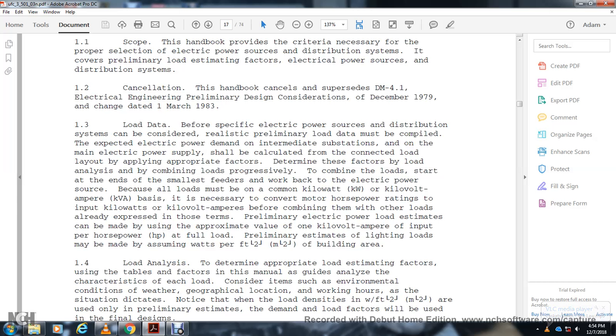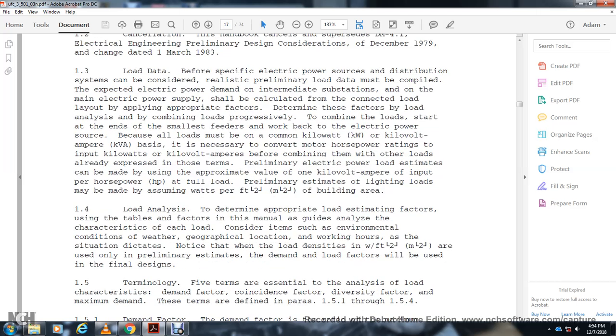Preliminary electrical power load estimates can be made using an approximate value of 1 kilovolt-ampere of input per horsepower at full load. Preliminary estimates for the lighting loads may be made assuming watts per square foot or square meter over the building area. Loading analysis: determine the appropriate load estimating factor using the table, the factor, the demand of the guide, and analyze the characteristics of each of the loads.